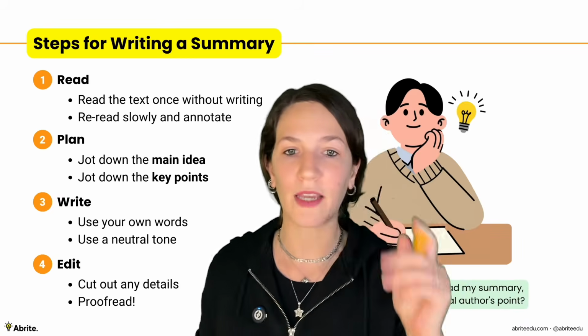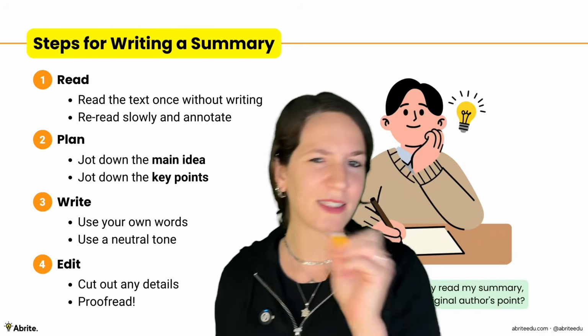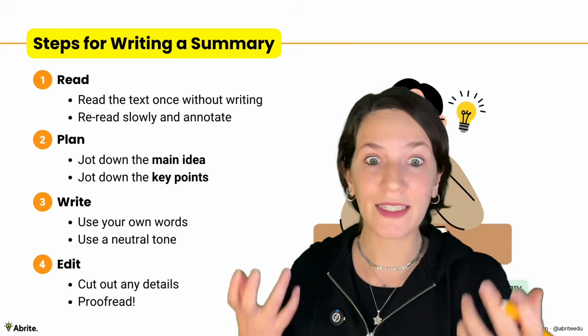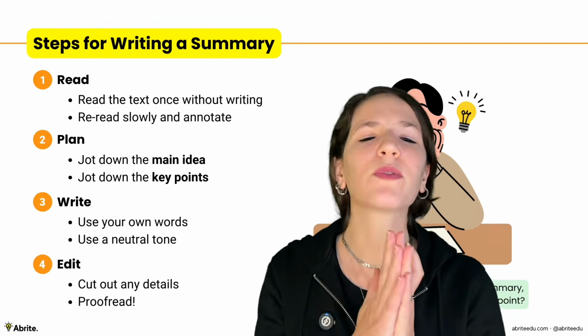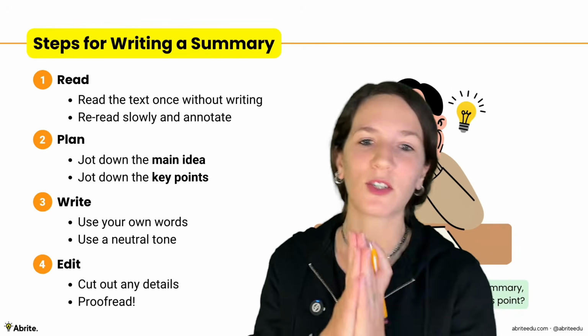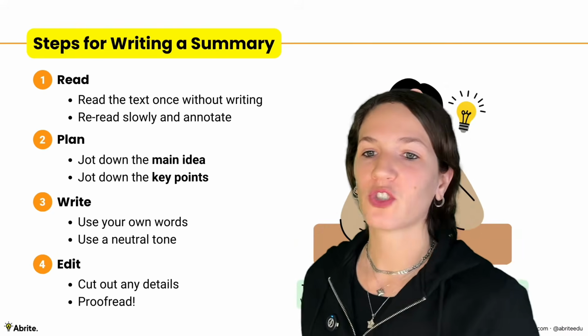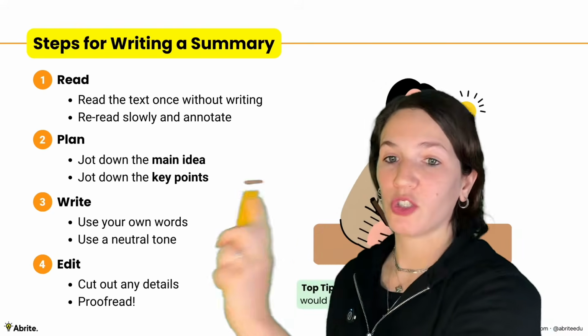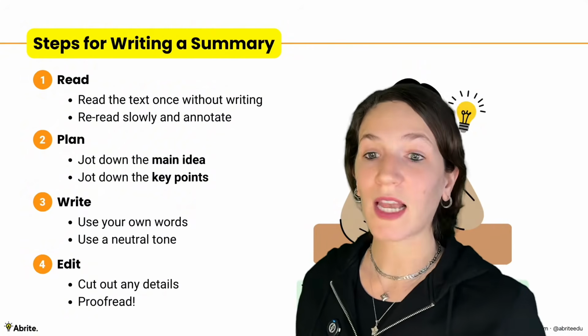We want to grab a highlighter, grab a pen. Could this be a main idea? Question mark, write it down. Is this a detail? Maybe highlight it. Annotate the text as you go. Then we want to plan. Always, pretty please with cherries on top, always outline before you write. So we're going to jot down our main ideas and we're going to jot down our key points in our own words. Once we have our outline, we're ready to write.